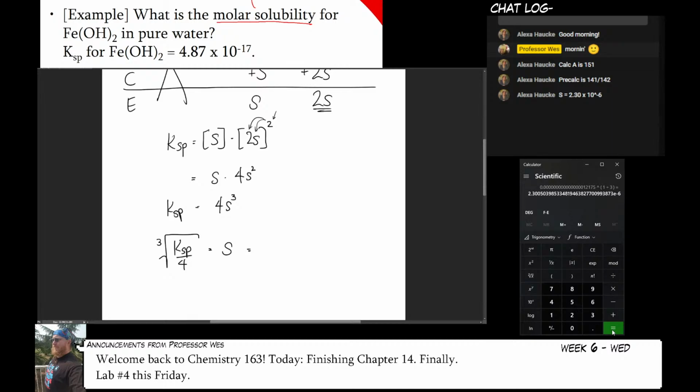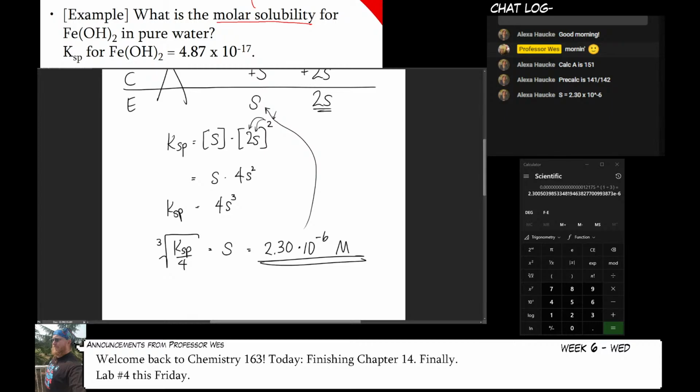And I get 2.300. Wrong end of the pen. 2.3. How many sig figs do I get? I get 3 here. Times 10 to the minus 6 moles per liter. So that's what S is. So I would plug that back in here for where S is to figure out how much iron I had. And then I'd multiply it by 2 to get how much hydroxide. There you go.